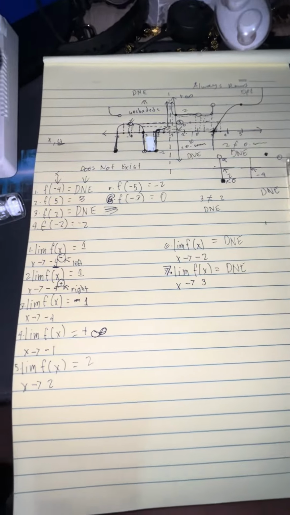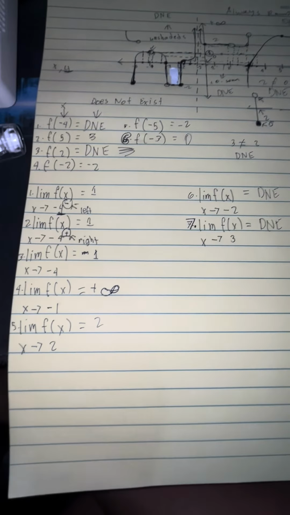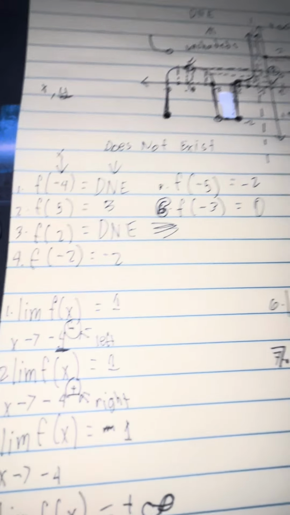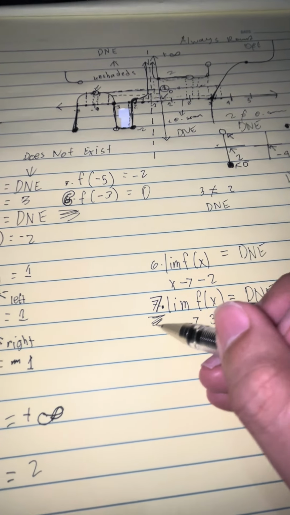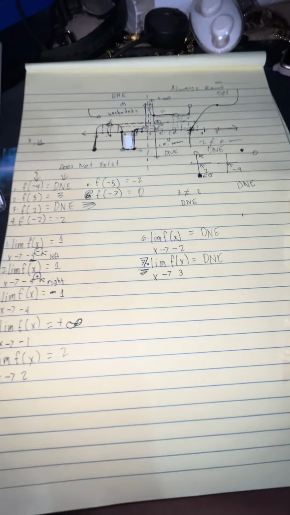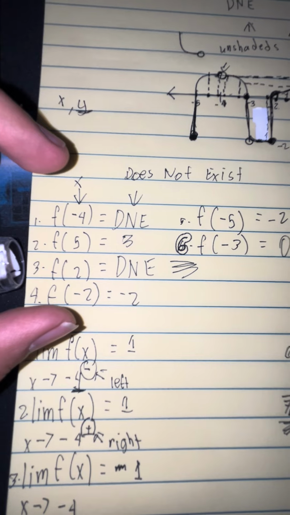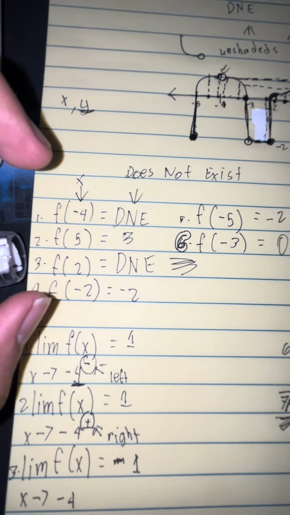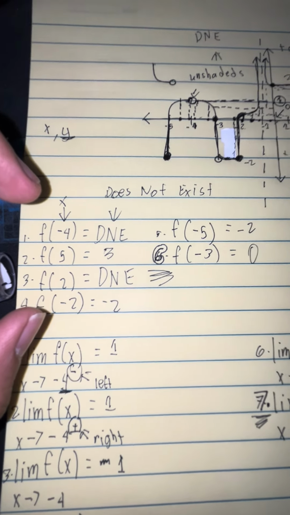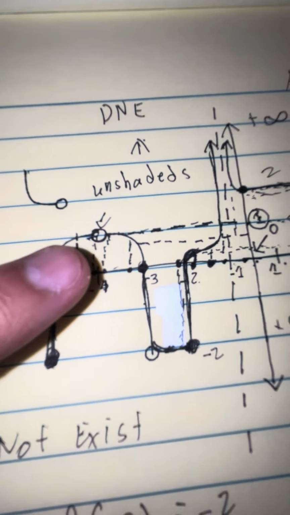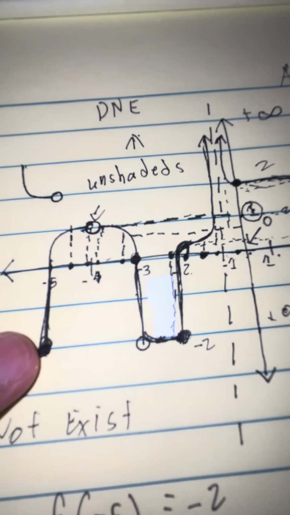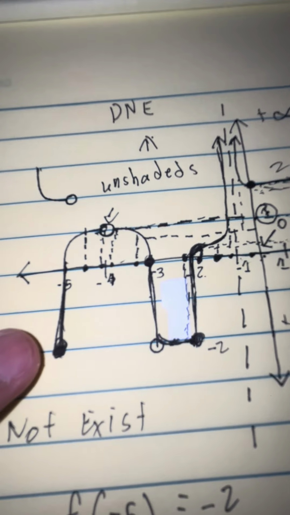Now that is it for the lesson. We answered 6 questions here and 7 questions here. So to sum it all up, from here, this is the value of x, look for the value of y. If it is an unshaded point, the value doesn't exist. If it is a shaded point, it does exist. If there is an unshaded and a shaded, always look for the shaded, and that is the value.